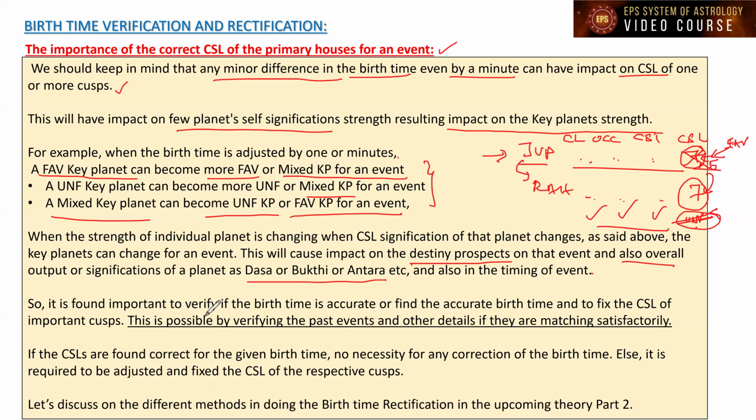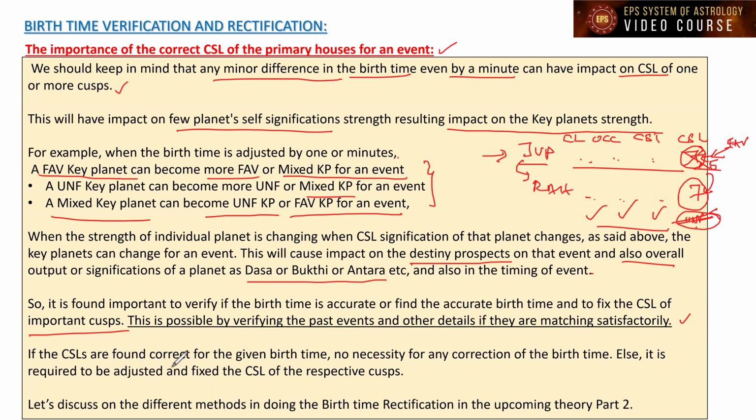So it is important to verify whether the birth time is accurate, or to find the accurate birth time and fix the cuspal sublords of the important cusps. I think you are able to understand the necessity of finding the accuracy of the birth time, because that will have an impact on the cuspal sublords of the important cusps. This is possible by verifying the past events and other details to see if they match satisfactorily. How it has to be done, we will discuss later, right?